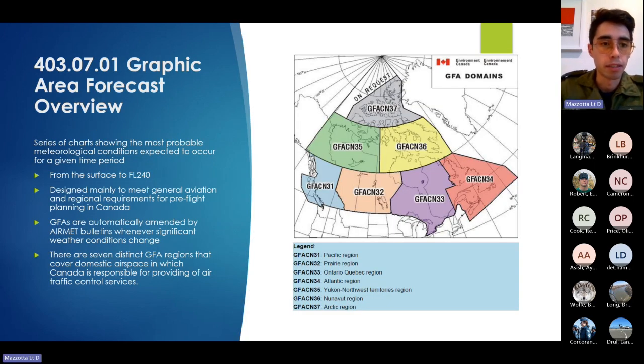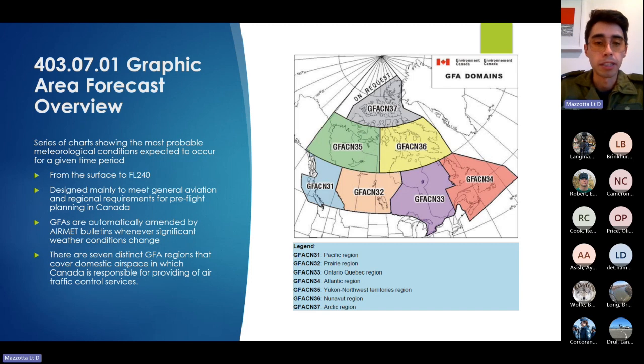So starting things off, we're going to talk about a graphic area forecast overview, or a GFA. If this is familiar to some of you, you'll already know what I'm going to be talking about. But if this is new to some of you, GFAs take time and practice to understand. We're going to go over the basics of them today, but you're going to get a lot of time to practice reading them and interpreting them when you're on course and onward.